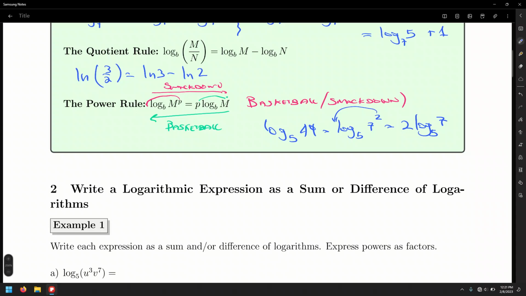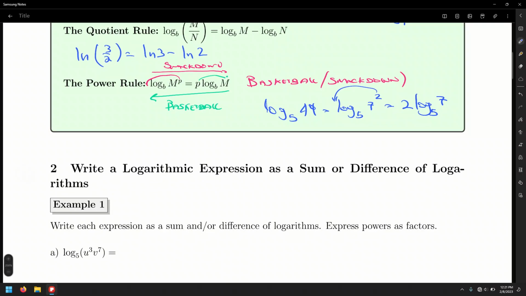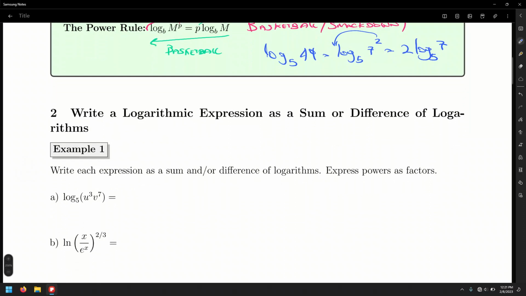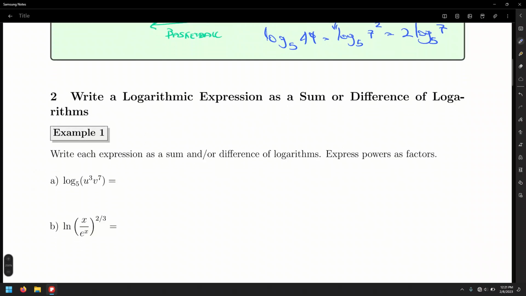So let's go through those expressions. More often than not, instructions usually look like: write each expression as a sum or difference of logarithms. You will be given an expression that contains only one single log and a bunch of products, quotients, powers, and the like. For this first example, log base 5 of u to the third power v to the seventh power.